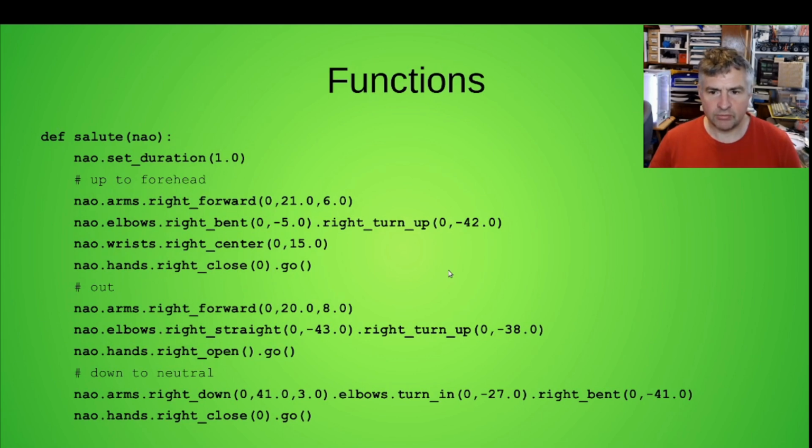So let's have a look at a slightly more complex behavior. Here we're doing a kind of salute where the robot moves his hand up to his forehead, moves the salute, and then moves his hand down again.